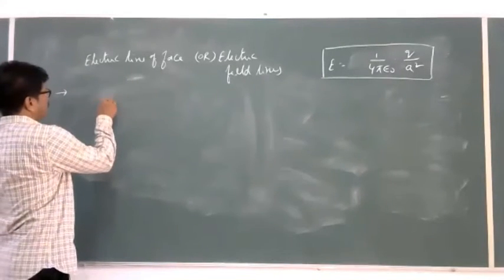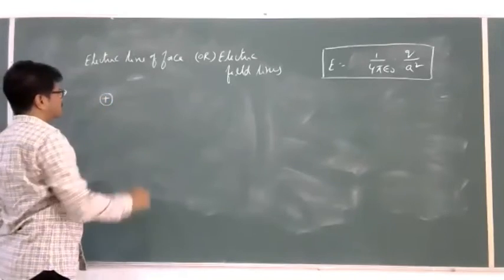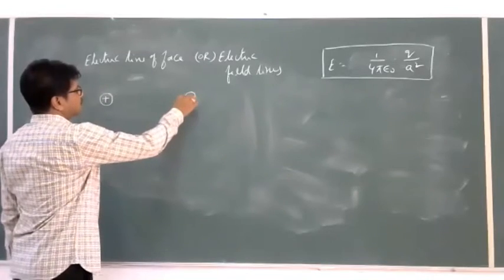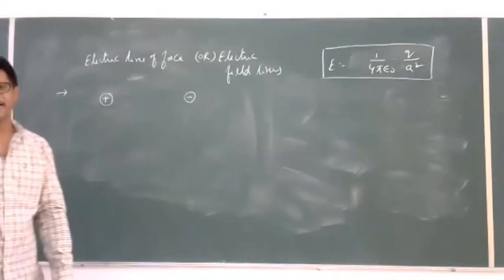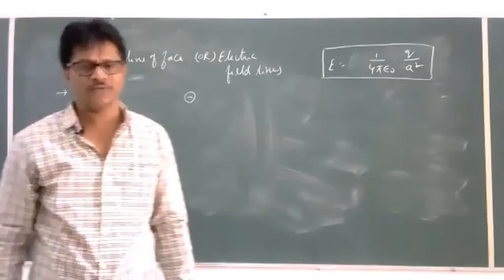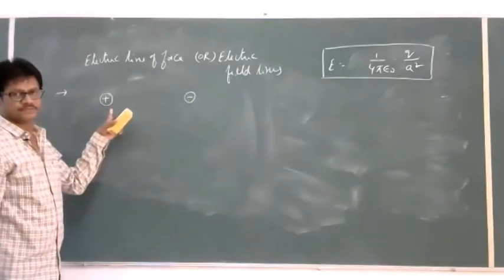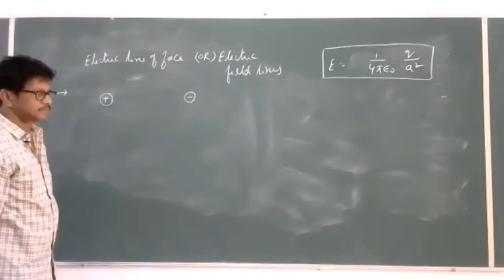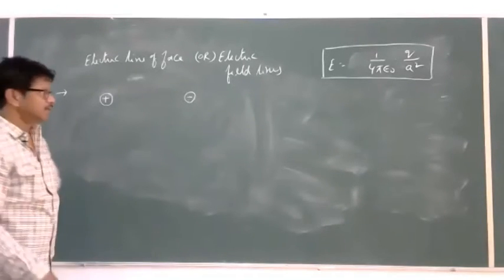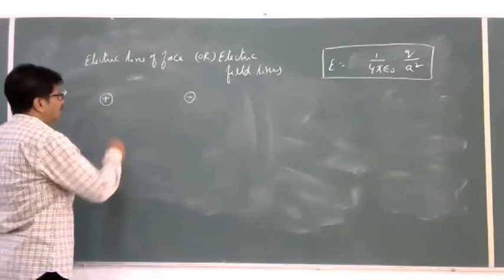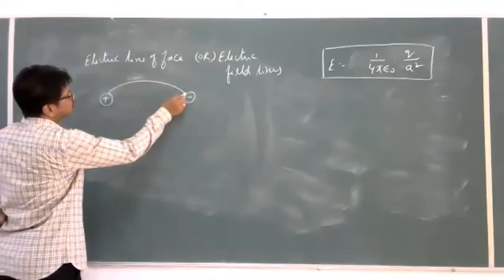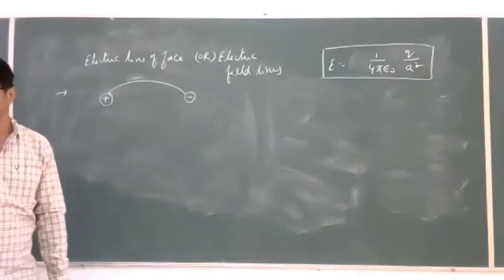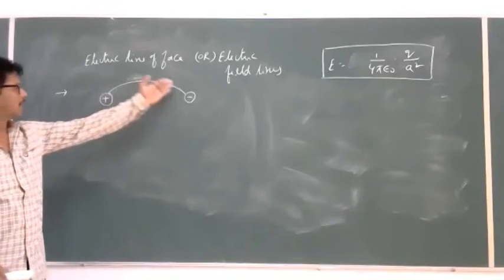The electric line of force always starts from positive charge and ends with negative charge. It follows a parabolic path. Electric line of force follows the parabolic path.